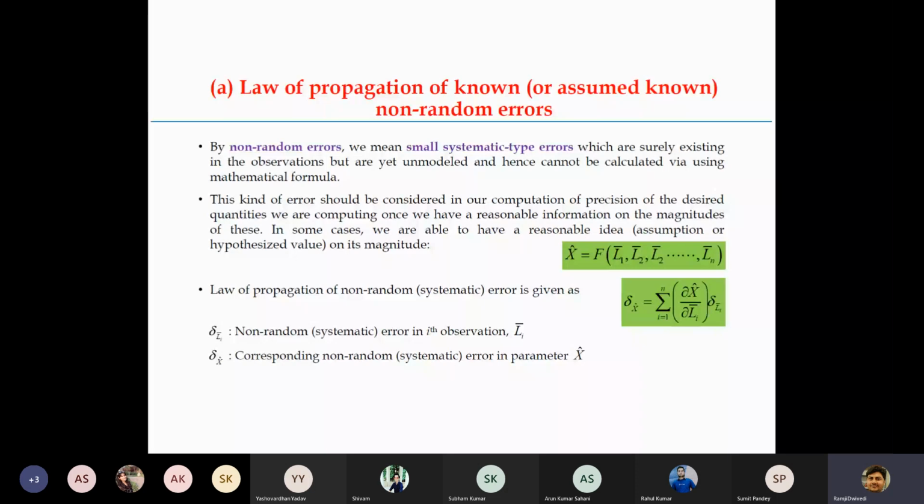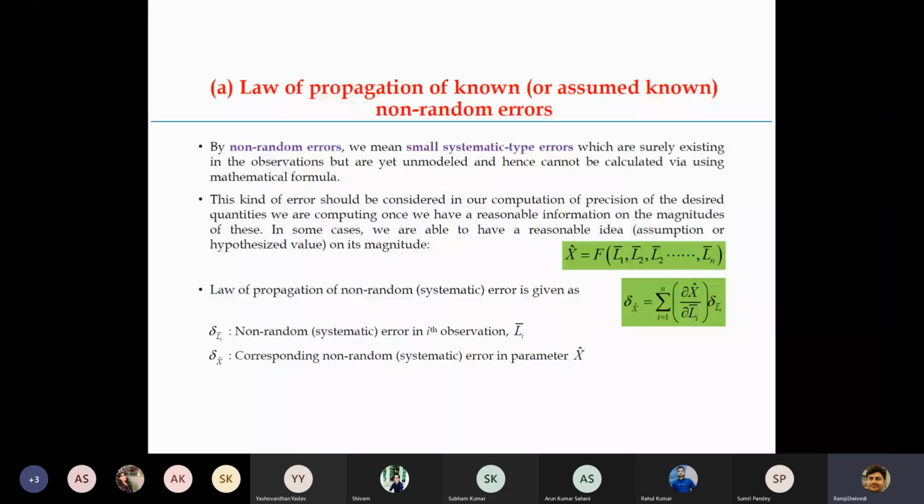They are small systematic errors, and the sentence talks about the same: you have small systematic errors which are surely existing in the system. This kind of error should be considered in our computation of precision of the desired quantities, and we are computing once we have a reasonable information on the magnitudes of these. In some cases we are able to have a reasonable idea, assumptions, hypothesis on its magnitude, and in some cases we do not have any such idea at all.